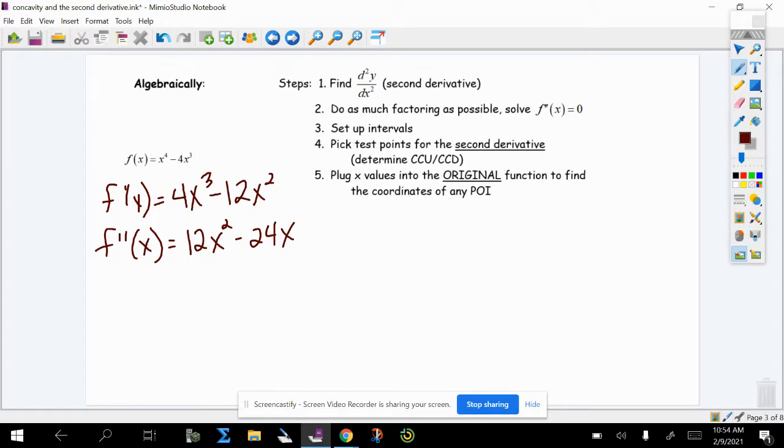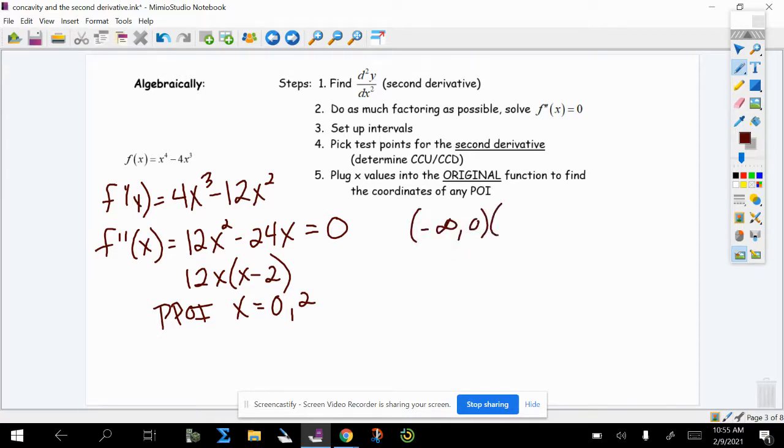Step 2 is you want to see what's going to make that 0 or undefined. Undefined is only going to happen if you have a denominator. Most you're going to be just factoring. So I'm going to take out a 12x. I want to factor it as much as I can. And that will get what's called our possible points of inflection. These are the possible places where the concavity can change. So then we're going to set up our intervals just like we did with our first derivative. So we're going to go from negative infinity to 0, from 0 to 2, and from 2 to infinity.